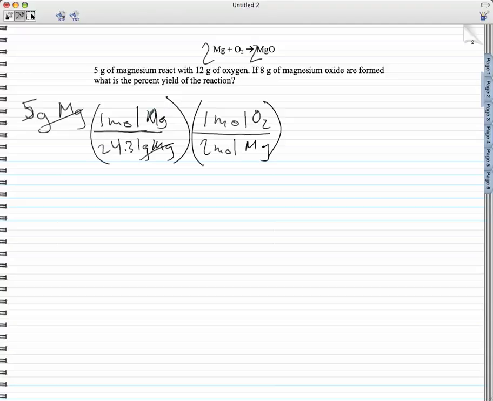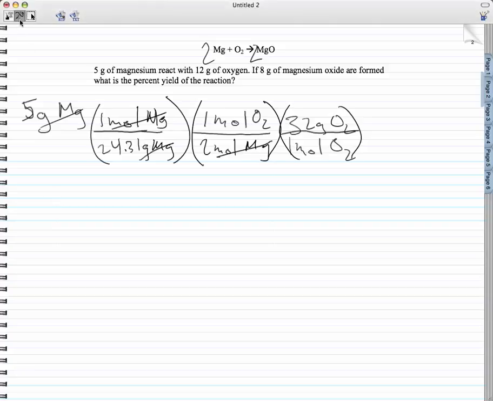And you can see whatever we have on top unit-wise, that's what's going to be next on the bottom. So our moles of magnesium would cancel out. Okay, and so we'd have a certain amount of moles of oxygen. And we were trying to figure out mass in this case, so each mole of oxygen, O2, weighs 32 grams.